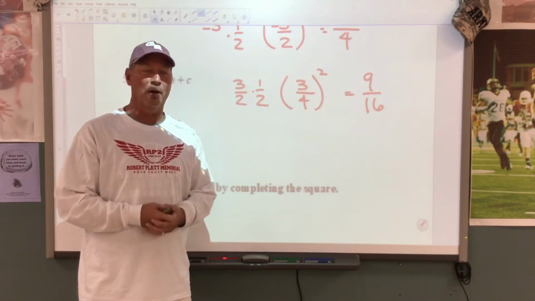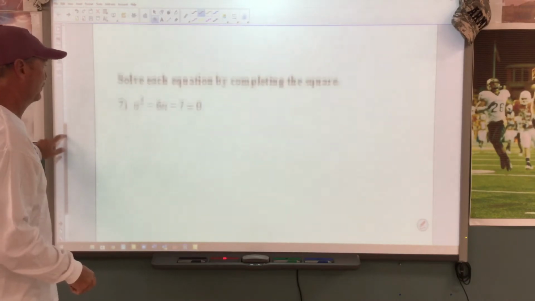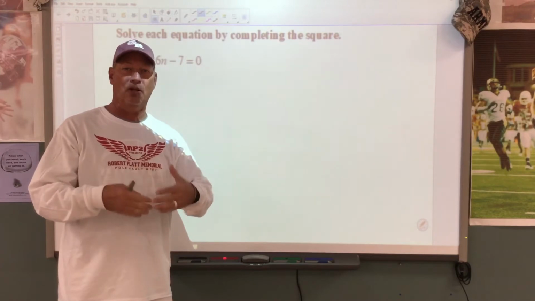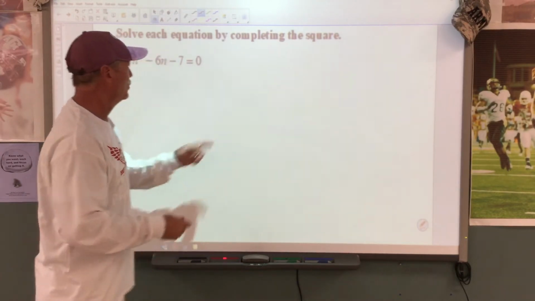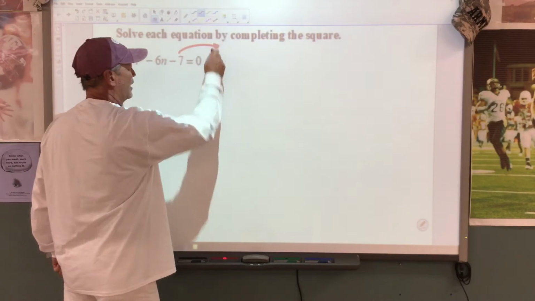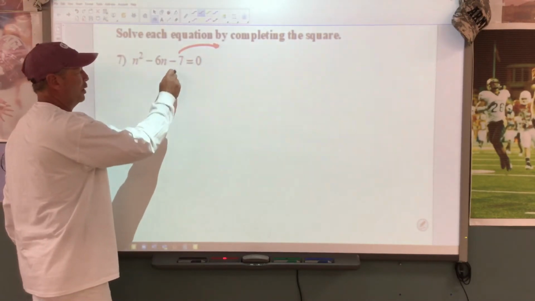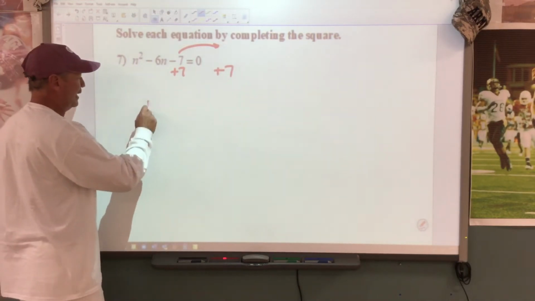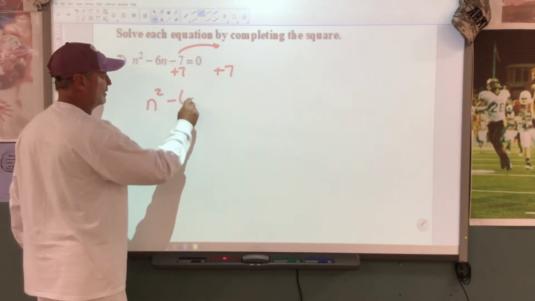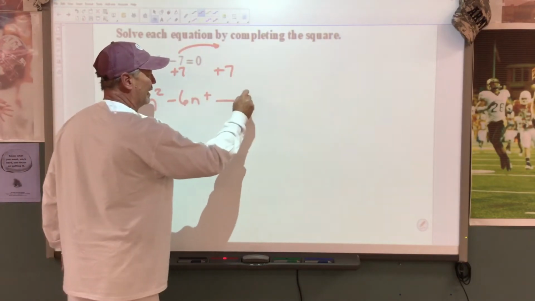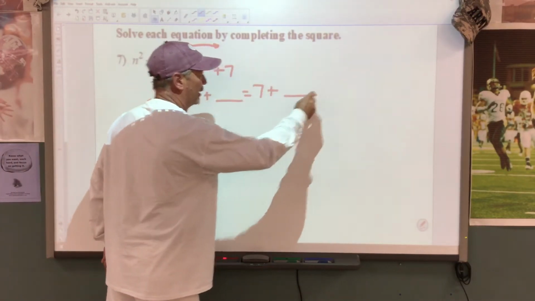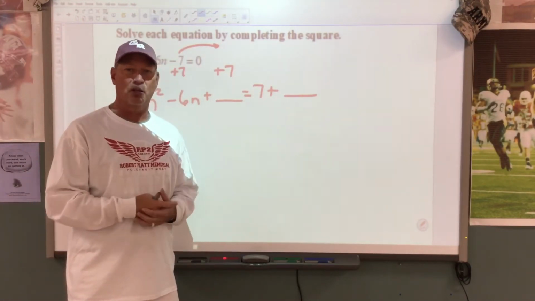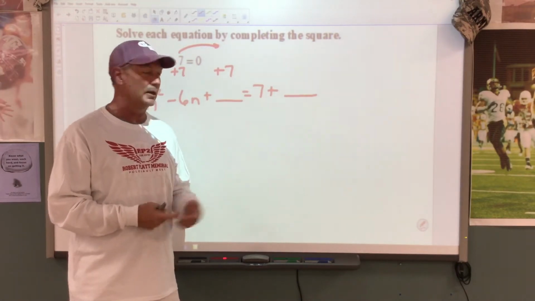Okay, let's solve some equations. All right, step 1, we still have to create a blank or a gap. We have to move something. So we're going to move the 7 to the other side. How do we move this -7? We're going to go +7 to move it. We're going to have n squared minus 6n plus blank equals 7 plus blank. Very similar to rewriting the equation into vertex form.